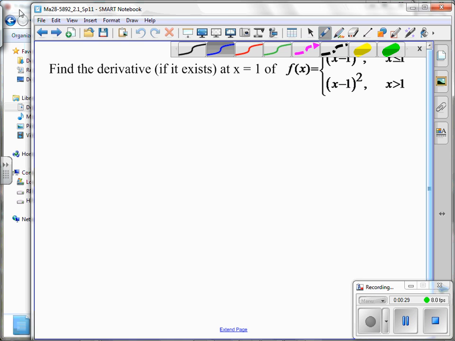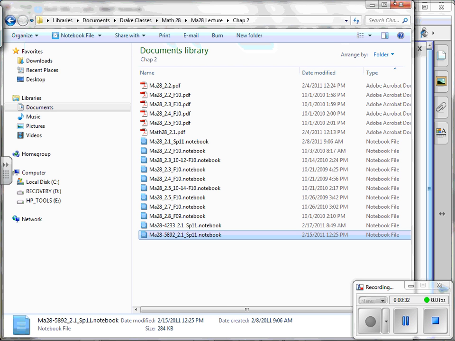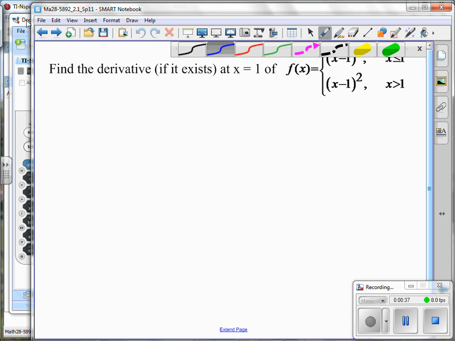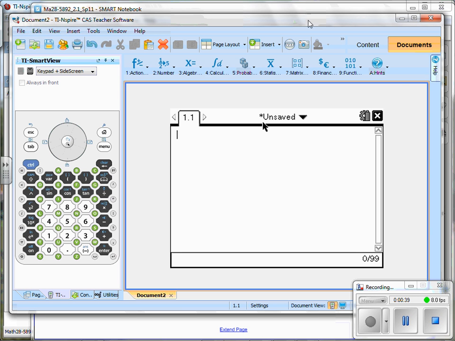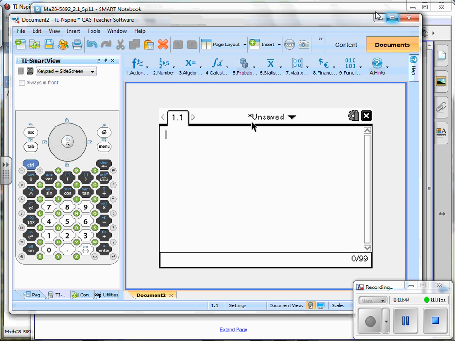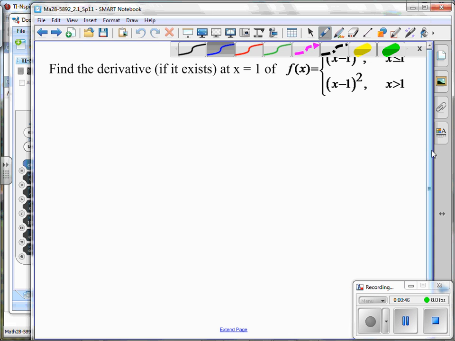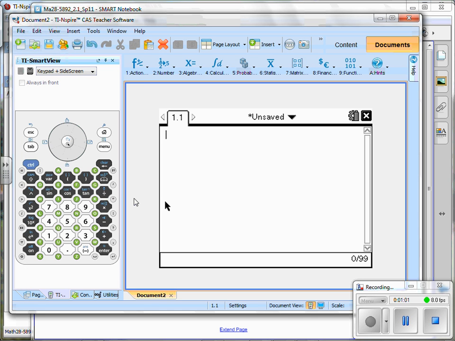Let me get some folders out of the way. So take your Inspires and let's look at the problem that we have here. And again, we're looking at this function. Now this is a piecewise defined function, which means it comes in pieces, and we want to find on the Inspire the template that we're going to use in order to put in this function.